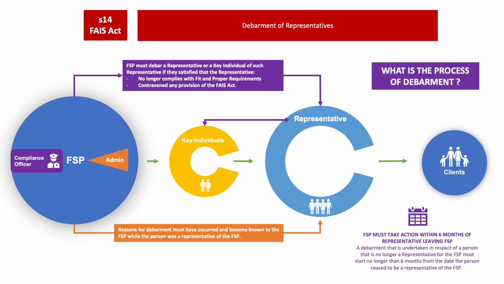Let's examine the process of debarment. Let's take a look. The FSP must ensure that the debarment process followed is lawful, reasonable, and procedurally fair. Before the debarring process starts, the FSP must give adequate notice in writing to the representative, giving intention, reasons, and any terms attached or linked to debarment.